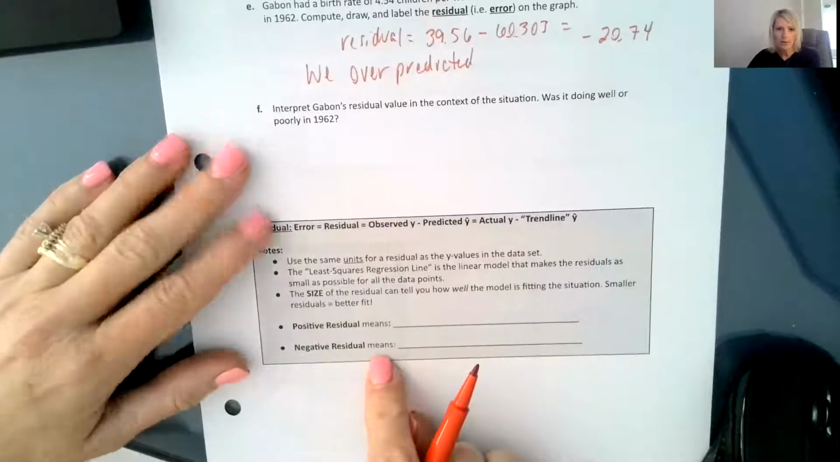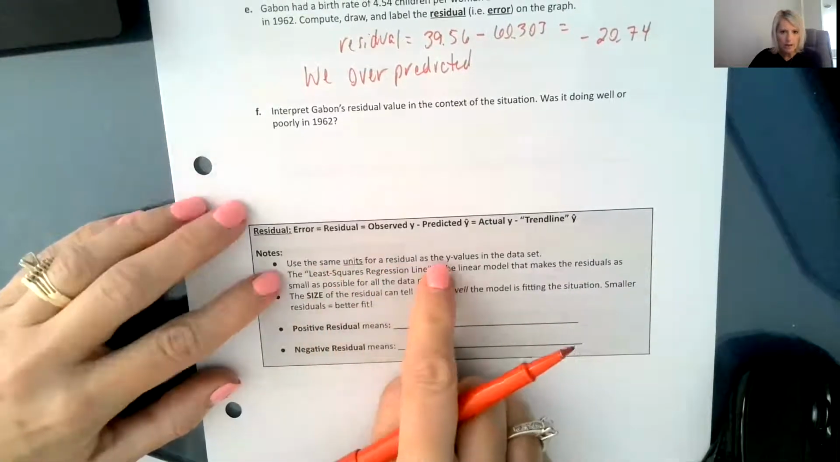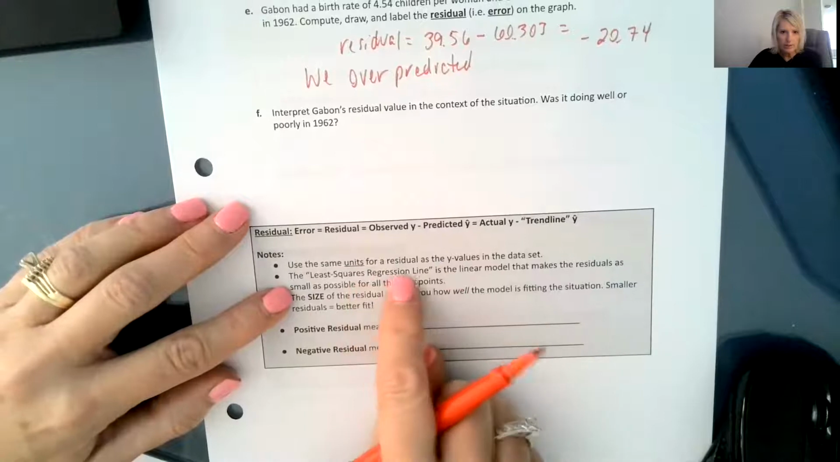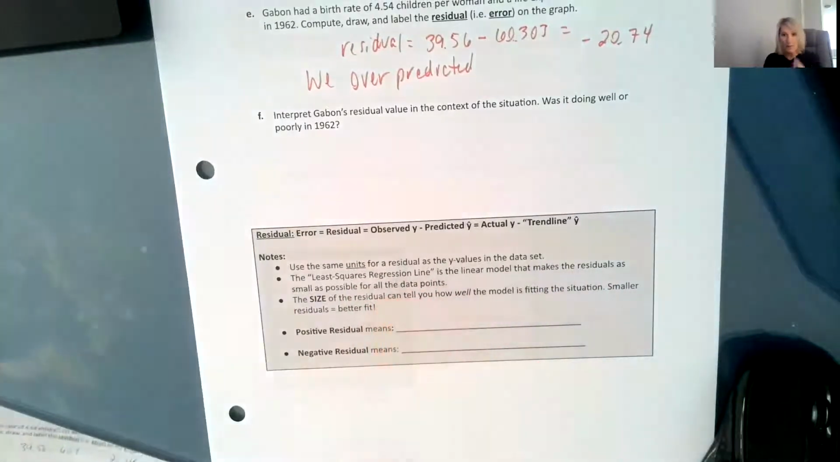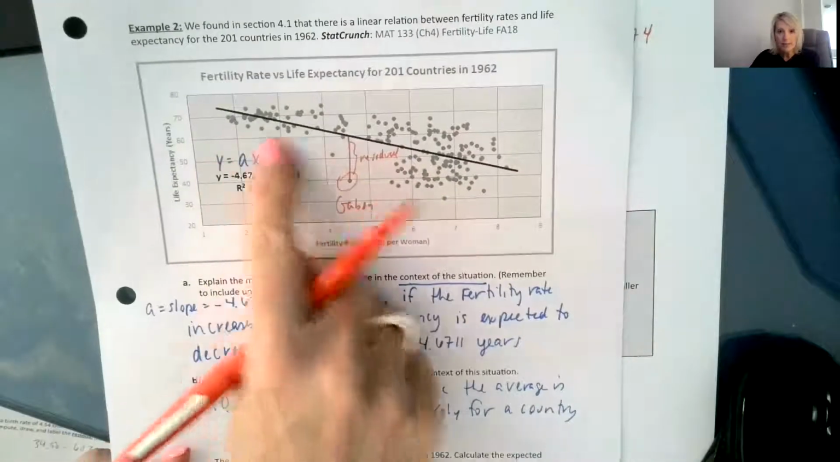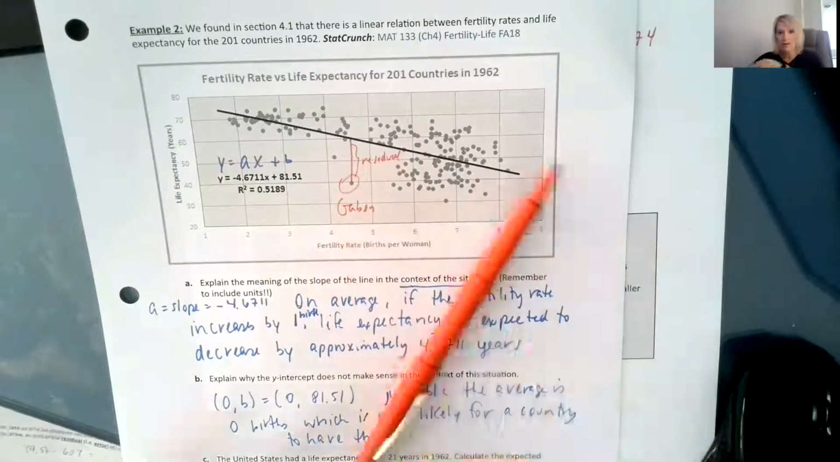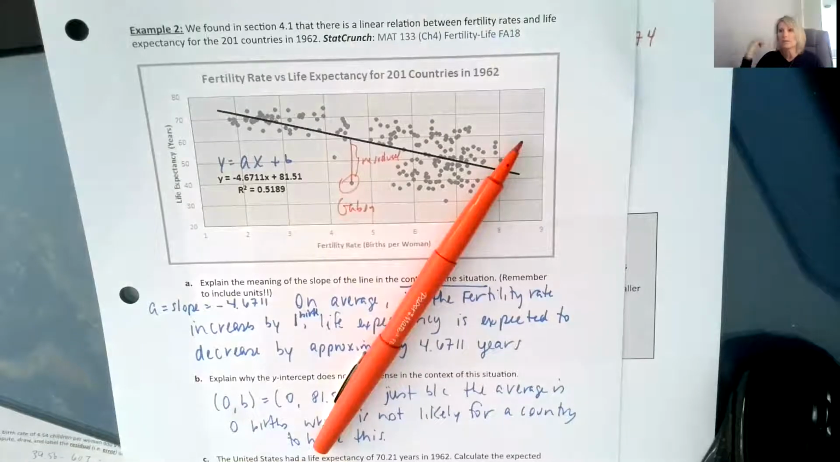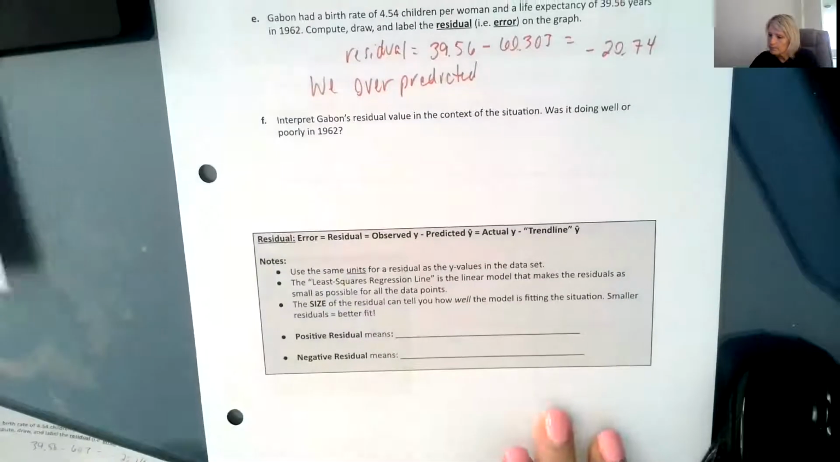And let's talk about that down here. Residual has the same units as our y values. The least squares regression line is a linear model that makes the residuals as small as possible. So they came up with the best line possible. This equation is the best possible that the calculator could come up with. And Gabon has a very big residual. So our predictor either way over predicted, which we did, or maybe Gabon is just an outlier. We're going to continue to talk more about outliers this semester.